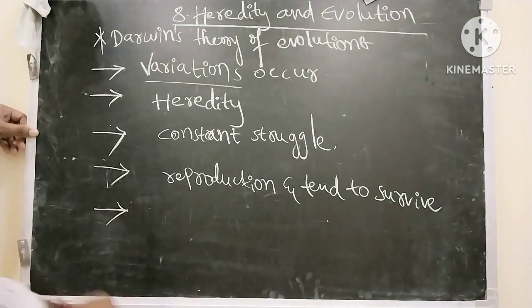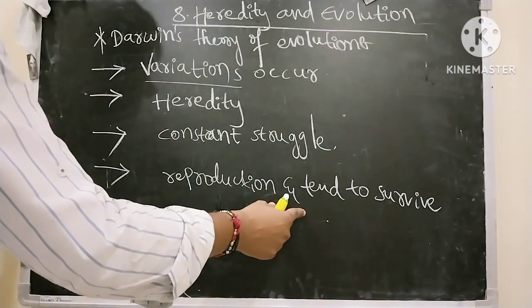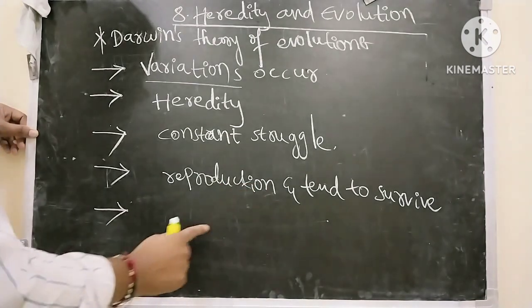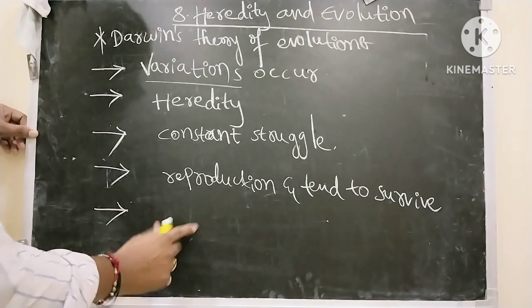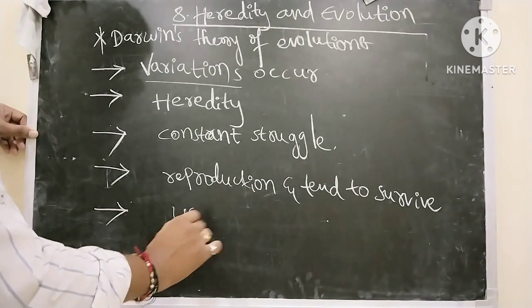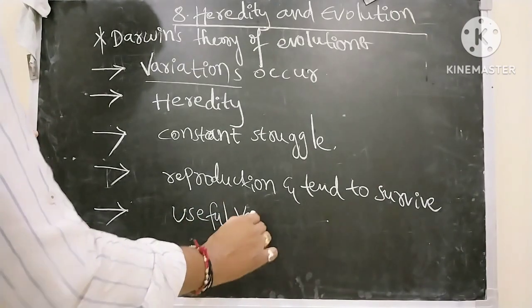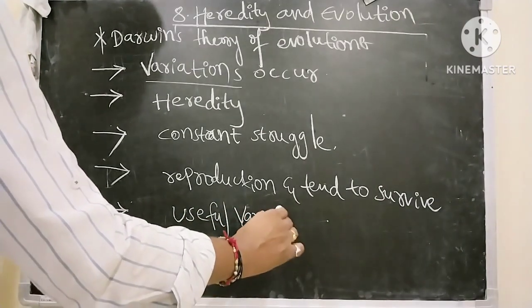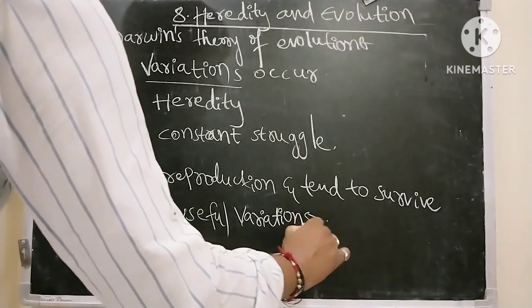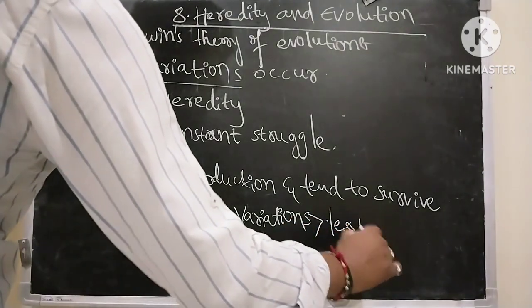Next, the organisms which receive these variations through heredity can survive with the help of useful variations, compared with the organisms which have less useful variations.